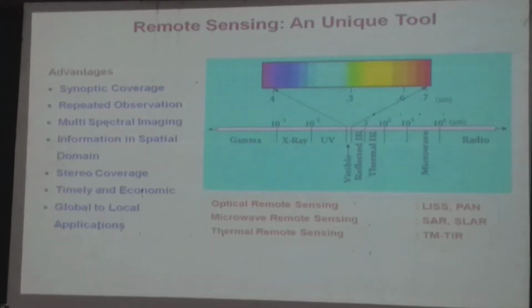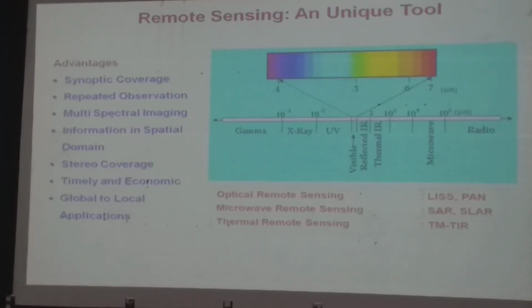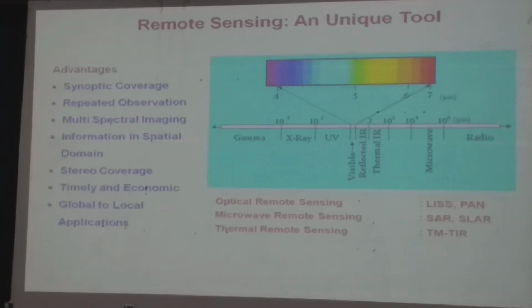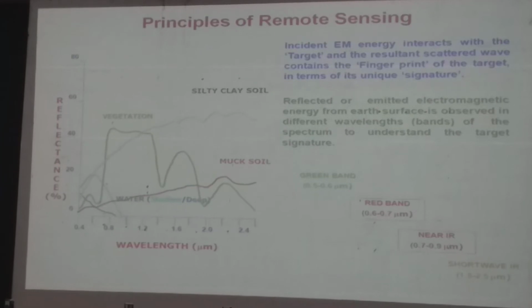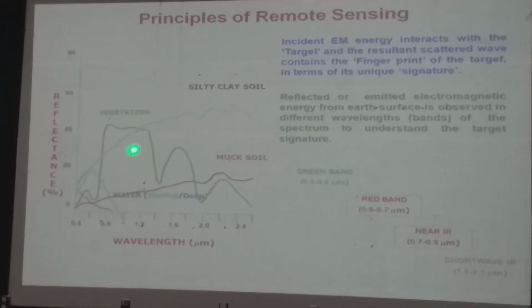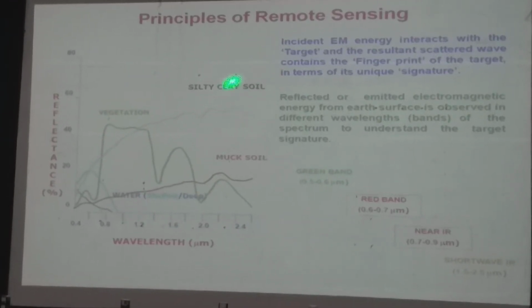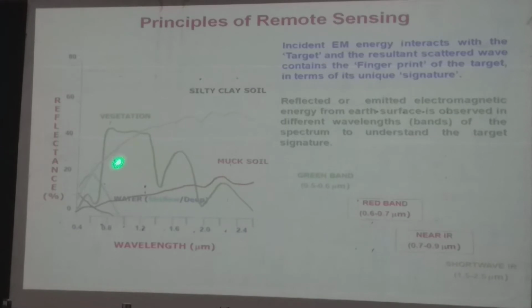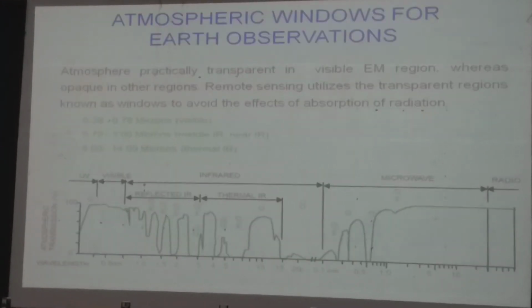Europeans also developed some of the sensors, and we use the electromagnetic spectrum for different purposes, to sense and get information on the object. This is the hyperspectral curve of different types of objects like vegetation, soil, and water, based on the reflectance properties of the soils.